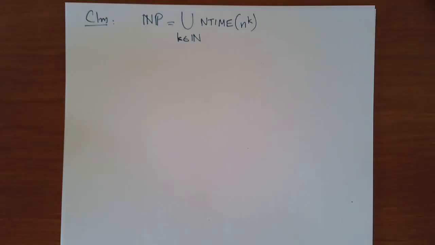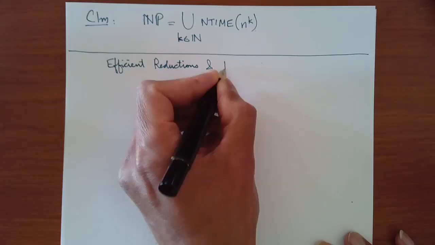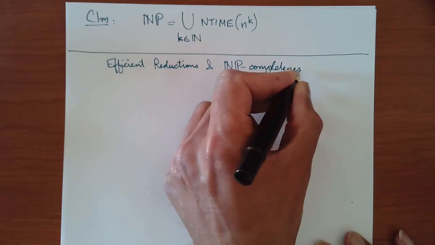Okay. So let's now talk a little bit about efficient reductions and NP completeness.